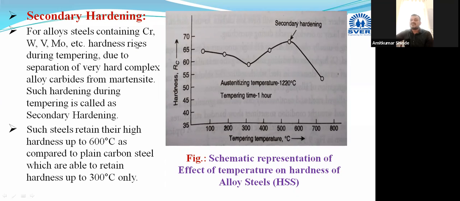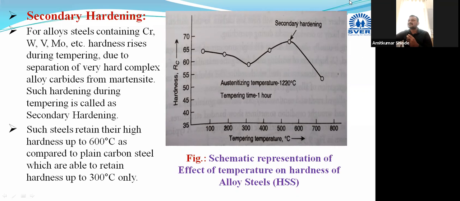Then the hardness of that particular alloy steel will increase during the tempering. Why does this hardness increase? Because of these elements like chromium, tungsten, vanadium, molybdenum. They will get separated and they will form hard or complex alloy carbides. Means these will combine with the carbon at high temperatures and they will form their respective carbides. And due to the formation of that carbide, suddenly what will happen? Hardness will get increased. This is termed as the secondary hardening effect.